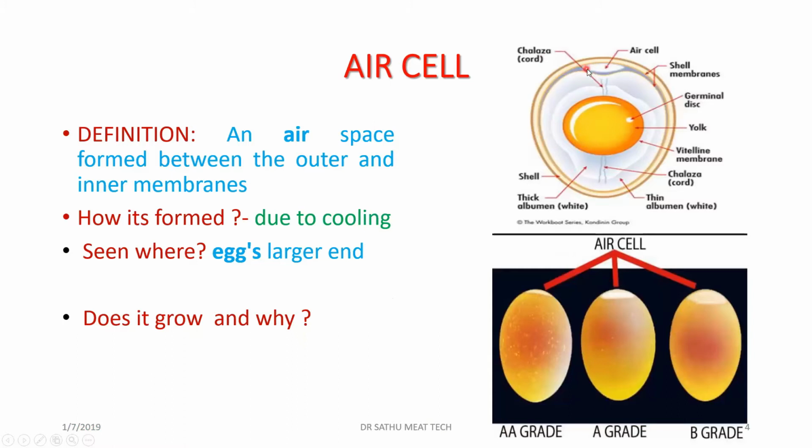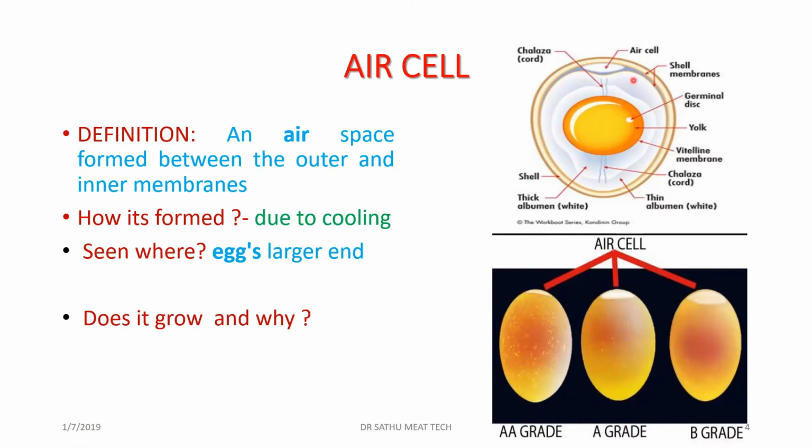So this is the air cell. You can see the small space here. This is called the air cell. Immediately after the egg is laid, there is no air cell. But once the egg is laid, after some time, you can see there is a formation of air cell. Why is it so? Once the egg is laid, its temperature will be 40 degrees centigrade. That is the temperature of the bird.